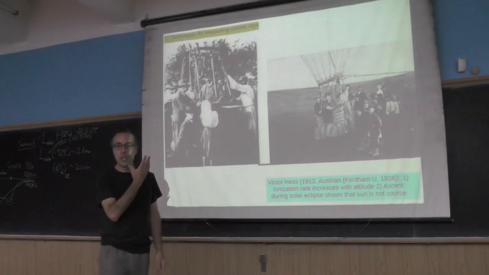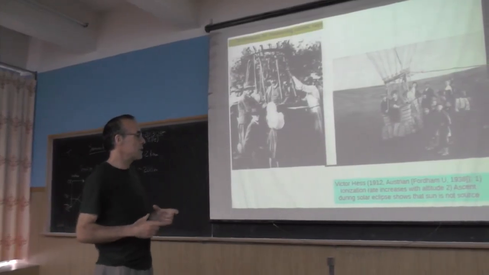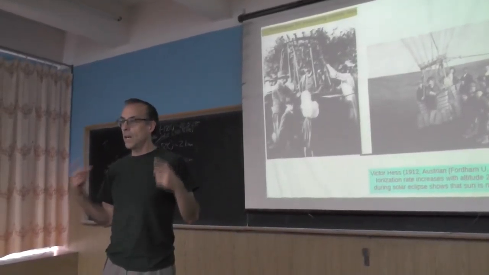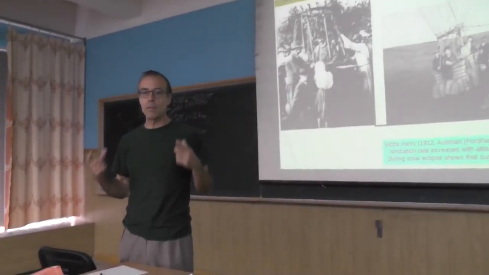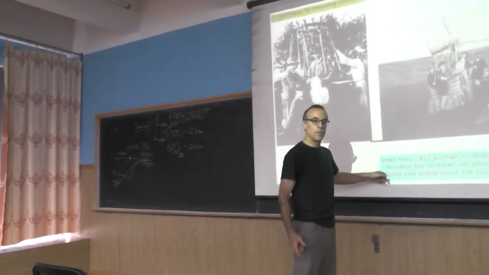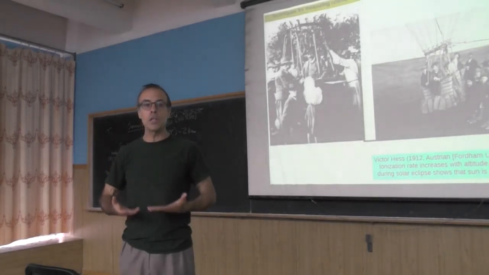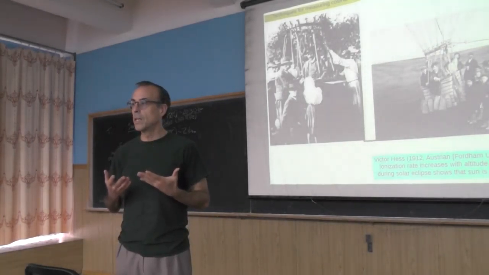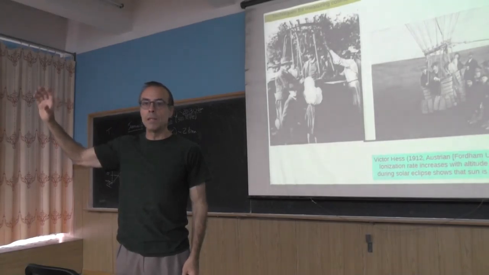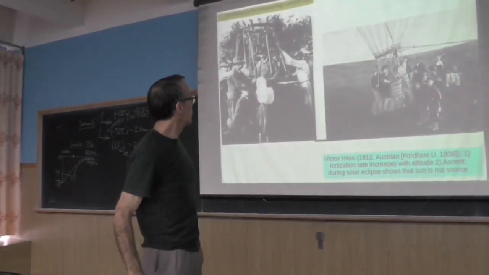And he finds, very curiously, that the ionization rate increases with altitude. Now, the standard explanation, where could particles be coming from? The obvious explanation is that particles are coming from the sun. And he did something very clever, which is he also made an ascent during a solar eclipse and showed that the ionization rate remained more or less constant. In that way, he demonstrated that the cosmic rays he was observing were in fact not coming from the sun. Pretty clever. And he got a Nobel Prize. That's good.